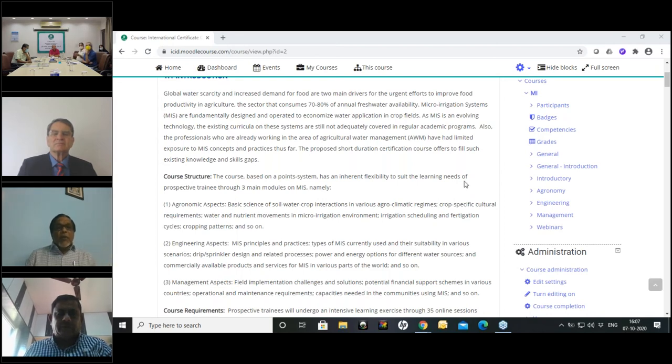Banana in India is one of the largest micro irrigated crops, and water productivity under drip irrigation is about 7.4 kg per cubic meter of water. In a flood irrigated or furrow irrigated situation, you get only about 5 kg. So there is an increase in water productivity.